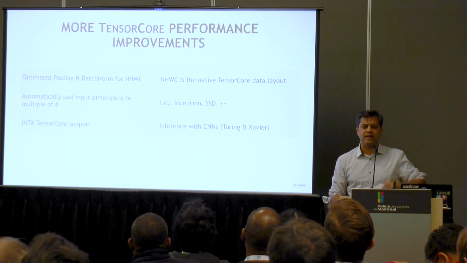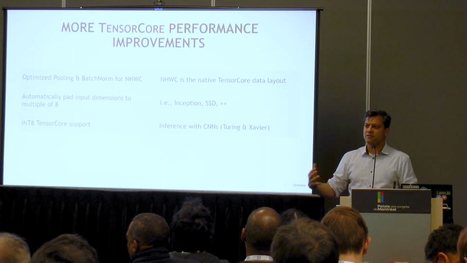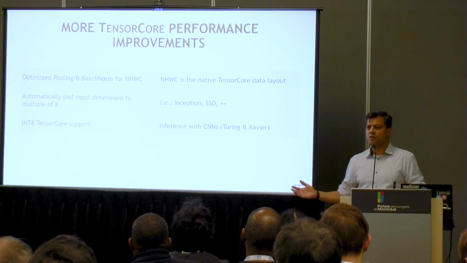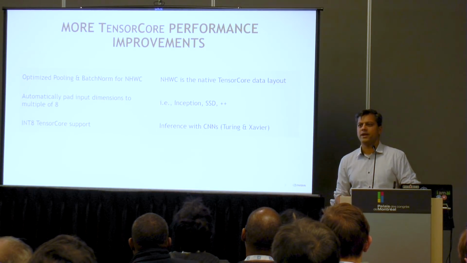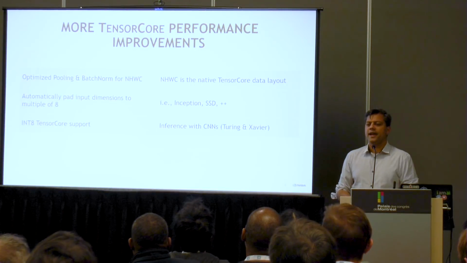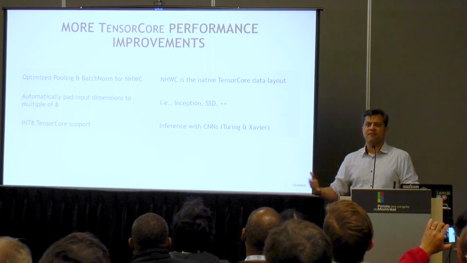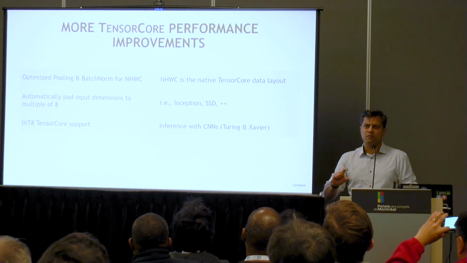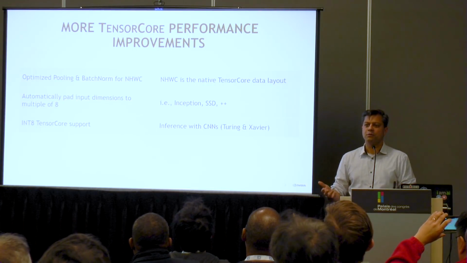One of the things that is important if you want to get the maximal performance out of TensorCores, especially on convolutional models, is to have the data laid out in NHWC format, which is channel last. And in that format, you want to keep your data in that format through the entire model.